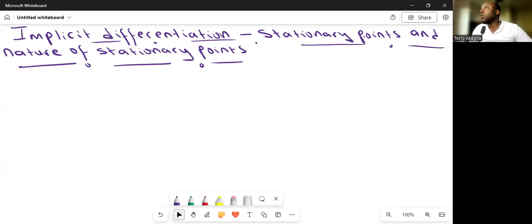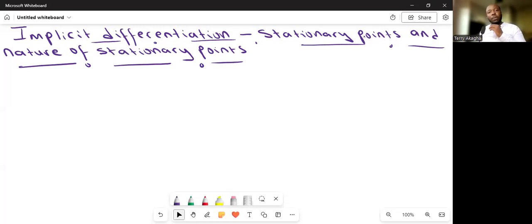So we're going to move on to other parts of implicit differentiation. We're going to talk about how to find stationary points and the nature of stationary points using implicit differentiation. These are questions where the x and y cannot be completely separated, okay? So how do you go about it?